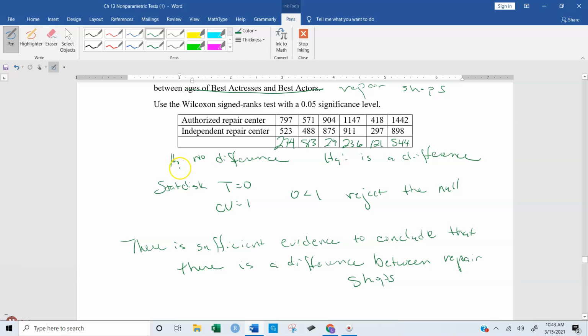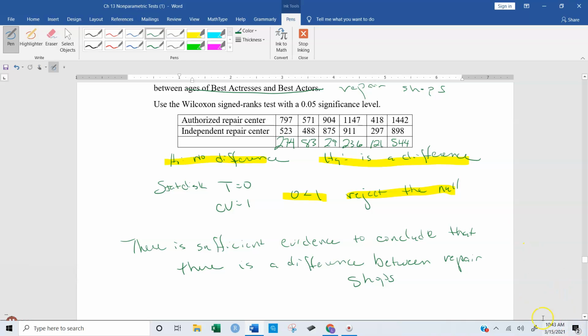So our null was no difference and our alternative there is a difference. So hopefully you've got that all written out. So you should have null, no difference, alternative there is a difference. You can compare the 0 to the 1, it's less than, so reject the null. So you should have concluded there's sufficient evidence to conclude that there is a difference between the two repair shops. And that's all you can say.